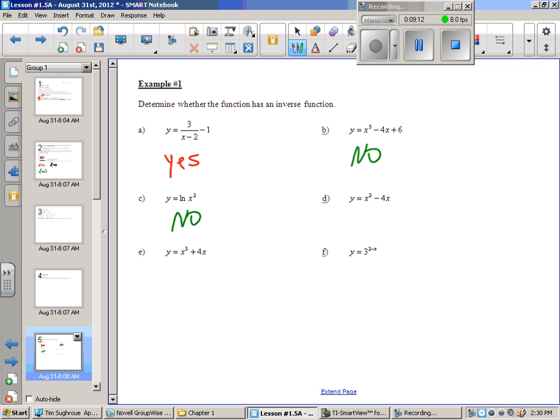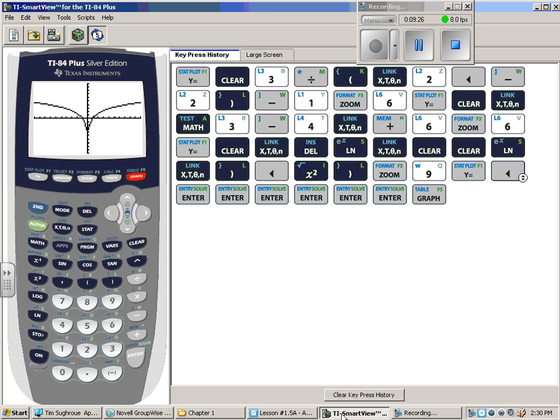On x squared minus 4x, this is a parabola that opens upward. You should be able to tell right away that this is no. We can check it, however, in the calculator. X squared minus 4x.